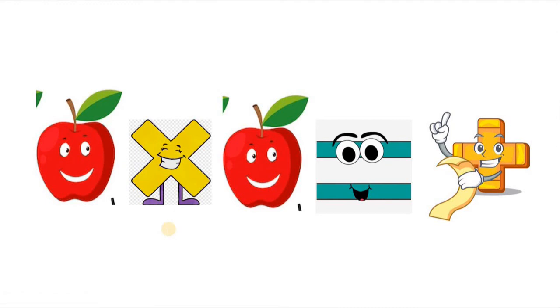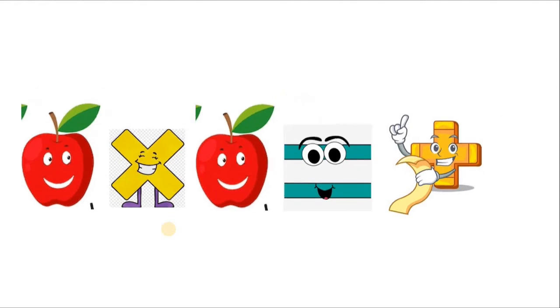Like for example, positive 3 times positive 3, the answer is positive 9. Negative 3 times negative 3, the answer is positive 9. So as long as the signs are the same, the answer is positive.